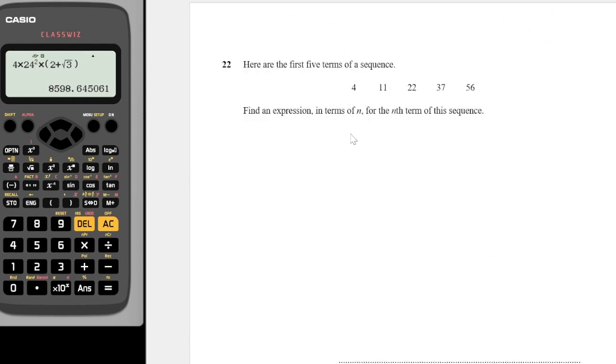Okay, 22. First 5 terms of a sequence. It doesn't say arithmetic, so I'm not expecting it to be. Find an expression for the nth term of this sequence. Okay, so we need to look at differences then, and I'm expecting or planning for a double. The difference between those two numbers is going to be 7. Between those two numbers is 11. Between those two numbers is 12.